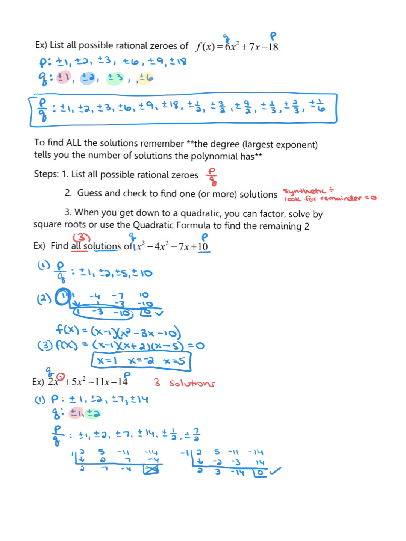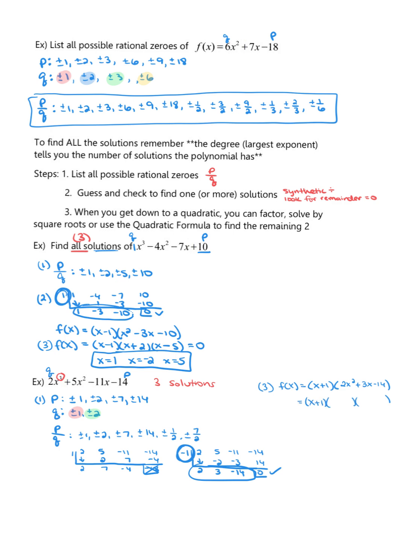So then we can write that in factored form. So step 3, f of x equals x minus -1. So remember, don't forget the one that you divided by. That gives you a solution and a factor. Times 2x squared plus 3x minus 14.